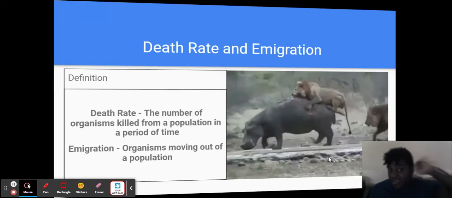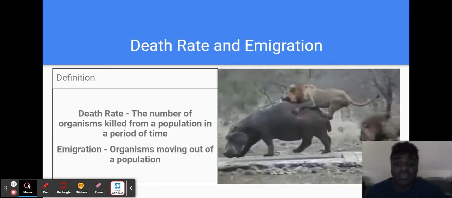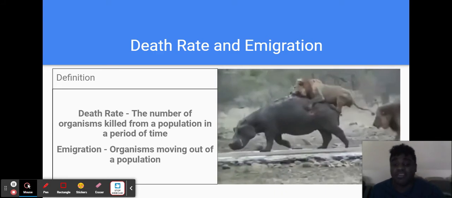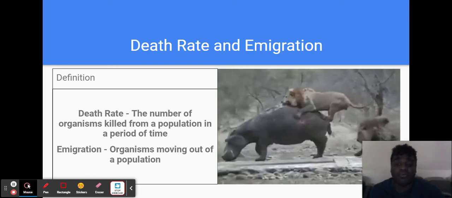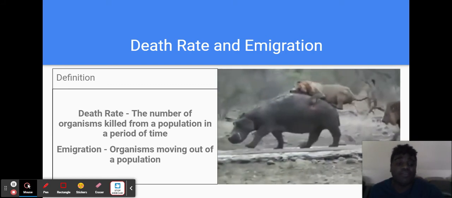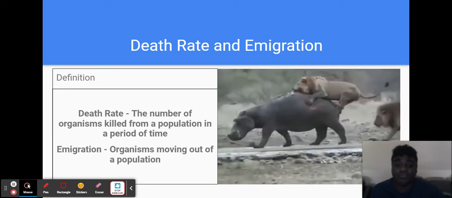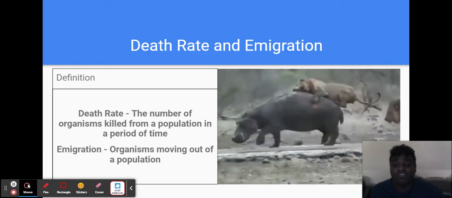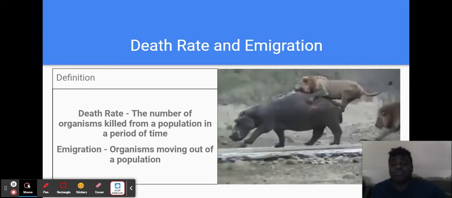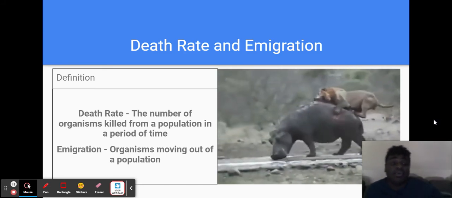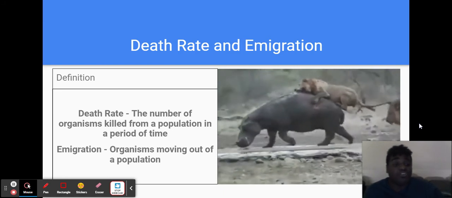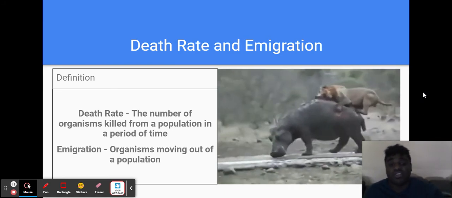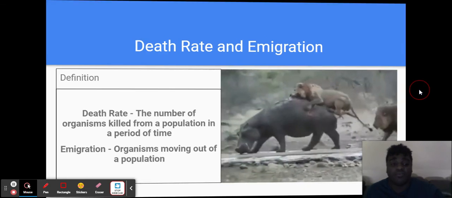All right. Next up, we have death rate and emigration. Death rate is the opposite of birth rate. It's the number of organisms killed from a population during a period of time, so 5 organisms killed every 5 months or something like that: organism number, amount of time. And then emigration is organisms moving out of a population. Generally, this is because the population either has too much competition or the environment is just poorly suited to their survival, so they choose to leave for a better hope of survival.